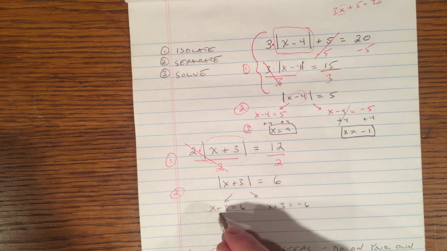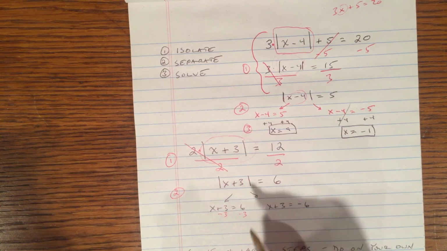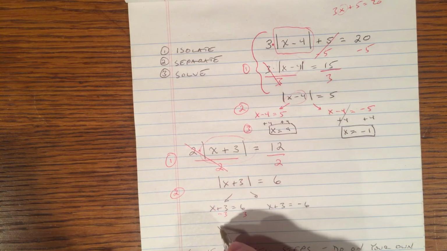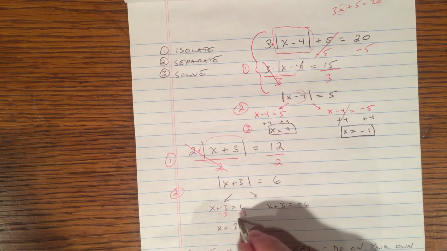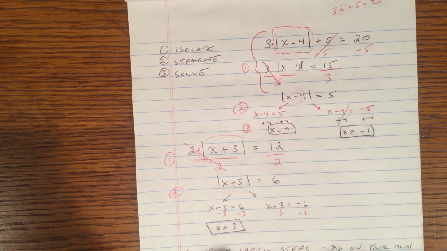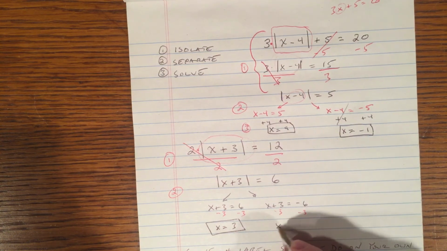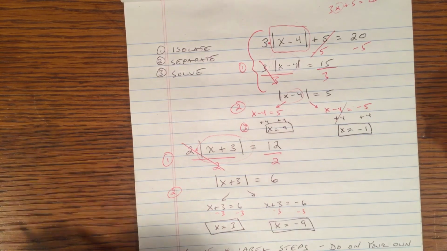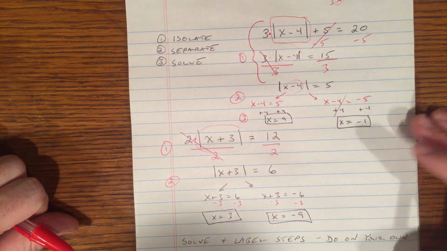So I subtract 3 from both sides on this one. So x could be 3. Subtract 3 from both sides on this one. And x could be -9. So those are my two possible answers there.